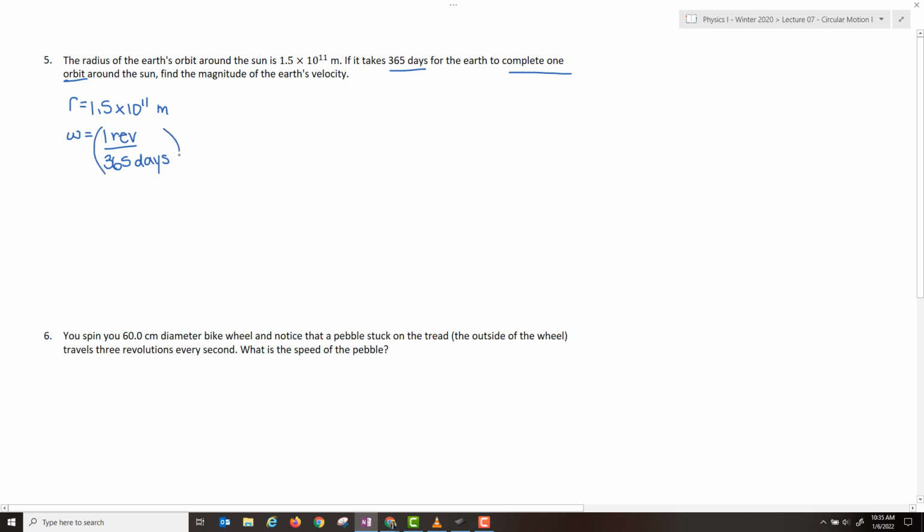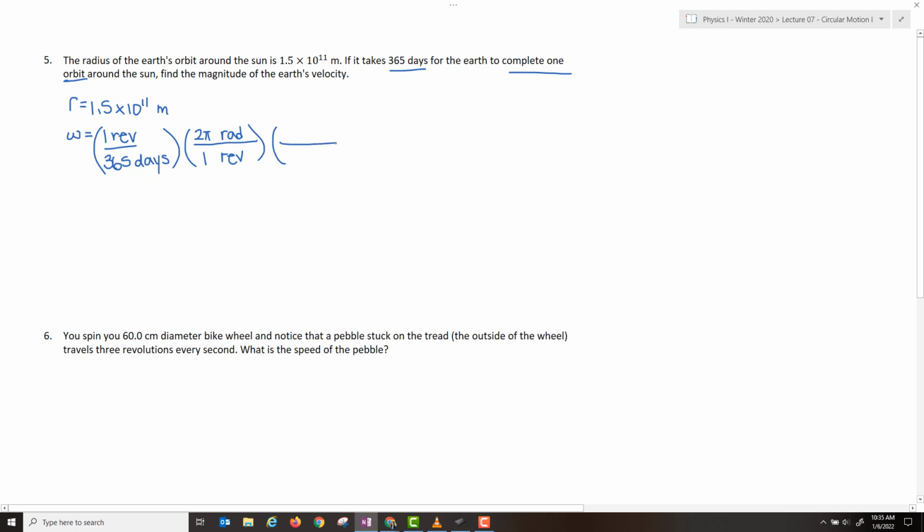So let's do that. Let's get rid of revolutions first. We'll put revolutions in the denominator, so it will cancel out, and instead we want radians in the numerator. So 1 revolution is the same as 2 pi radians. Now days. We don't want days, we want seconds.